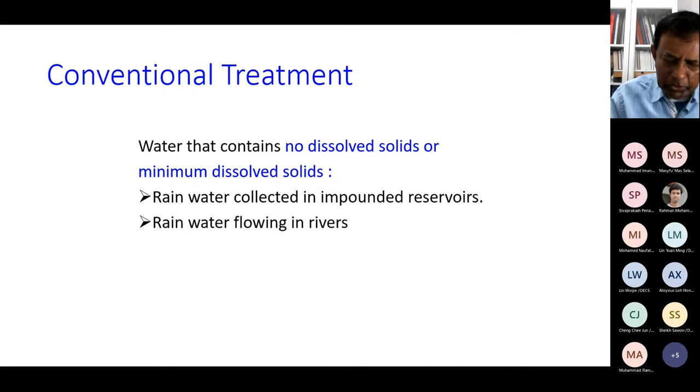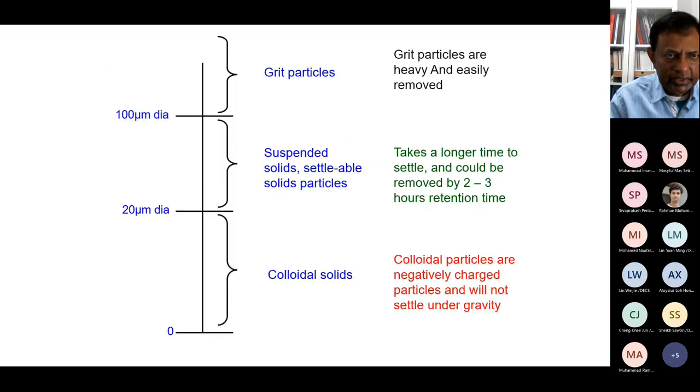I think my approach is to reflect the limitations and also the details in a single line diagram. I call this a single line diagram, okay? And on the single line diagram, you mark the sizes: 100 micrometers in diameter particles and 20 micrometers in diameter particles. So this one, the colloidal solids, is normally less than 20 micrometers in diameter.